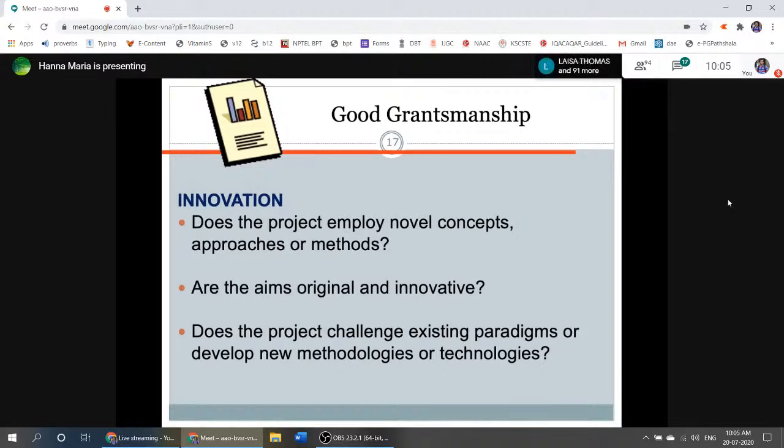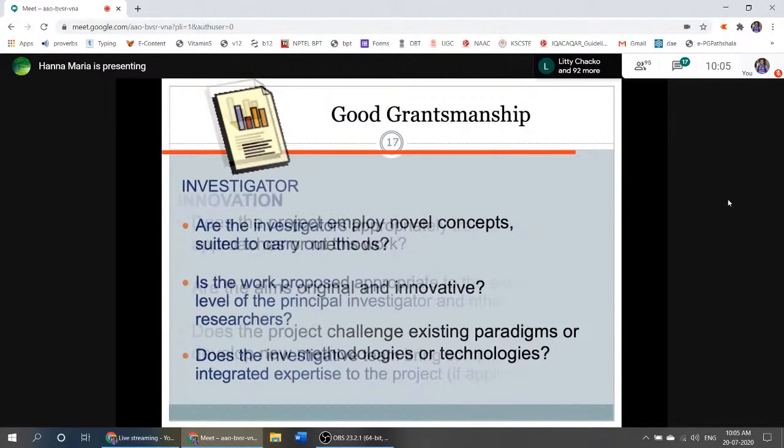Because DST, the experts, will always look at Google and see what has been done. Does the project challenge existing paradigms or develop new methodologies or technologies? These are some of the very, very important questions under innovation. Next one, please.